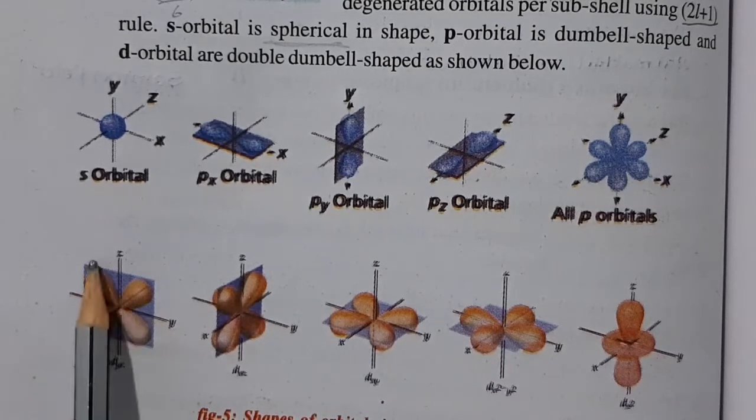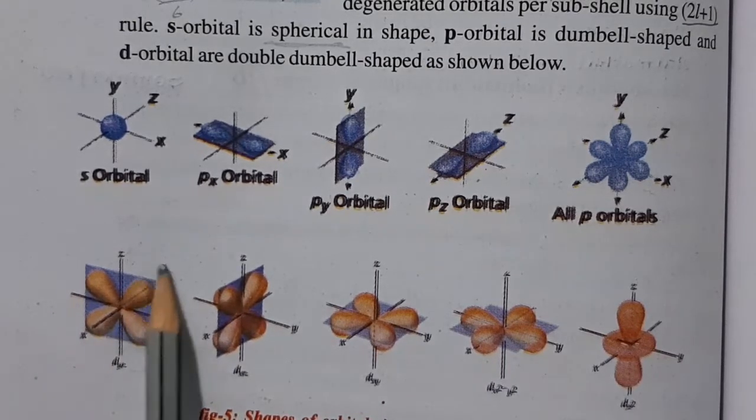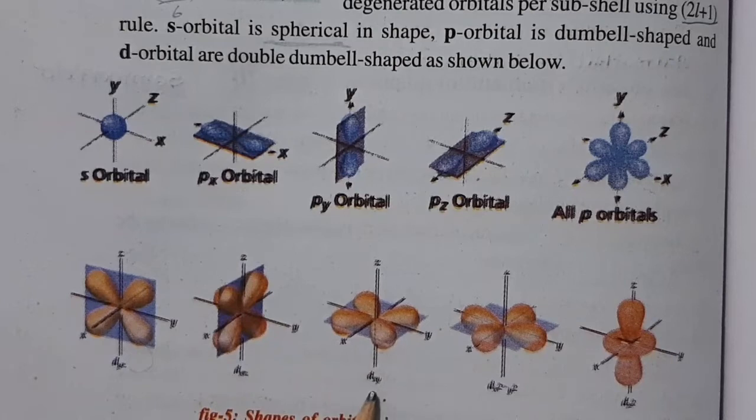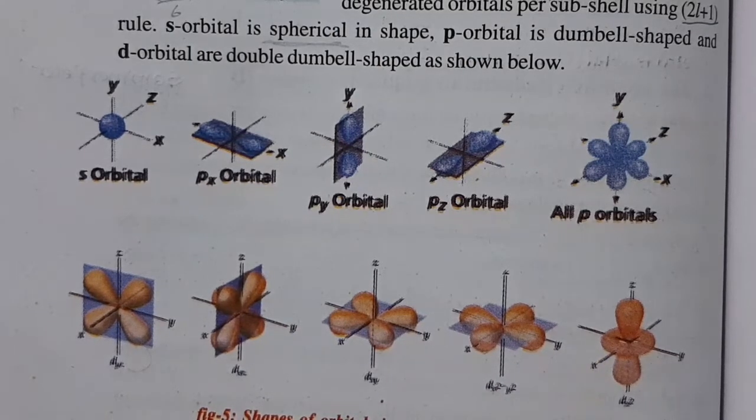Double dumbbell shape. So this is one dumbbell and this is another dumbbell. So this is dyz and this is dxz and this is dxy, and this one is dx square minus y square, and this is dz square.